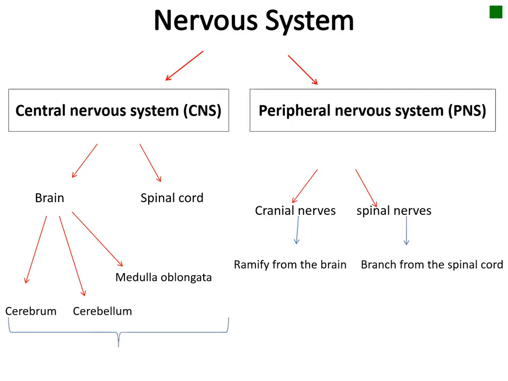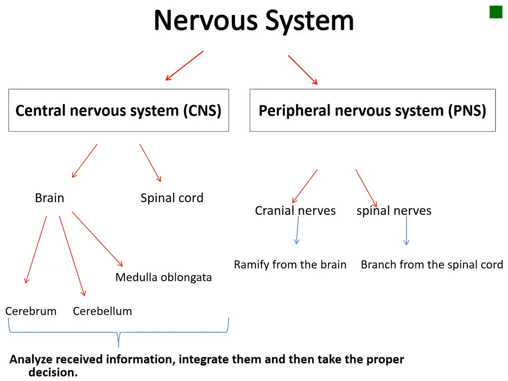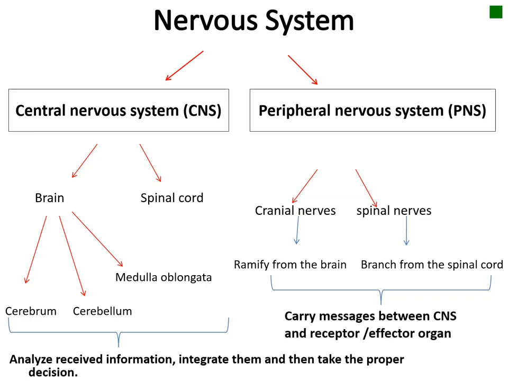The cerebrum, cerebellum, and the medulla oblongata have the role of analyzing the information, integrating it, and taking the proper decision, while the nerves, the cranial and the spinal nerves, have a role in carrying the messages between the central nervous system and the effector organ or the receptor organ. These are the nerves, cranial nerves and the spinal nerves.